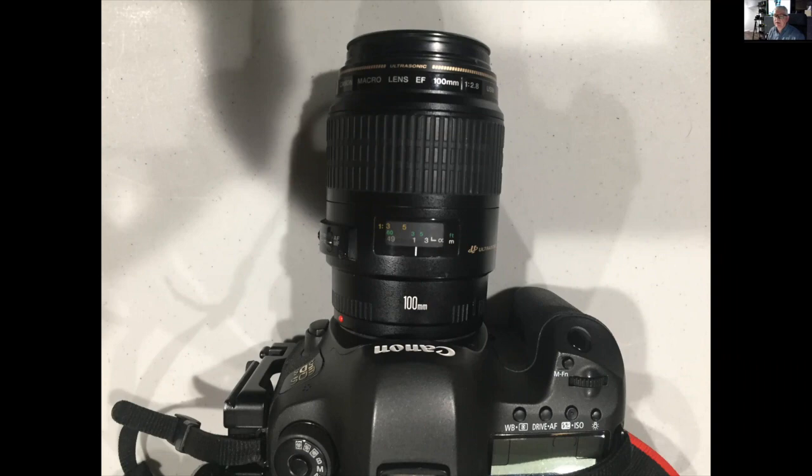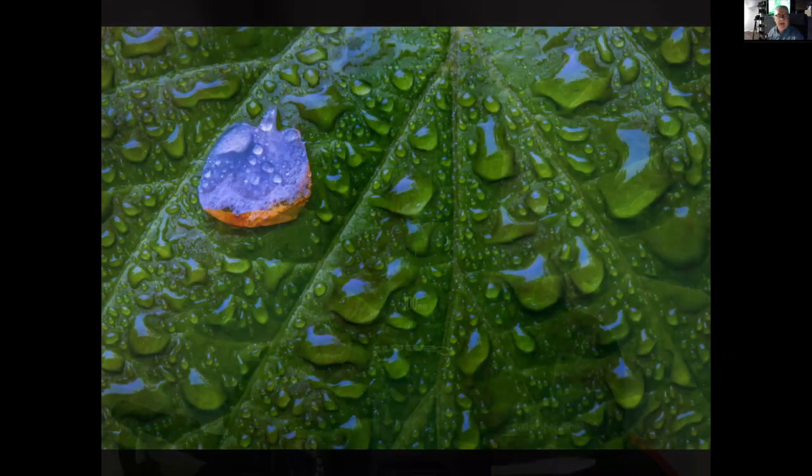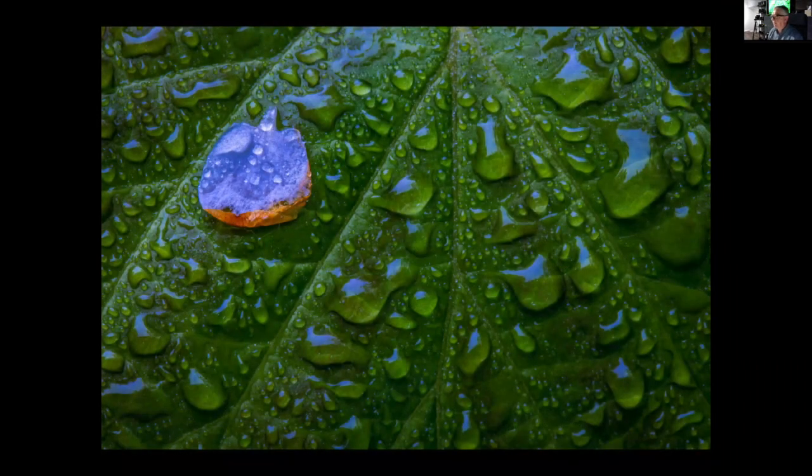Okay. So macro lenses come in all different shapes and sizes, but typically a 50 millimeter, a 100 millimeter, a 200 millimeter, about in that range. Nikon has a wonderful 105. Sigma makes a 90 millimeter. And I prefer the 100 millimeter myself, for a couple of reasons.